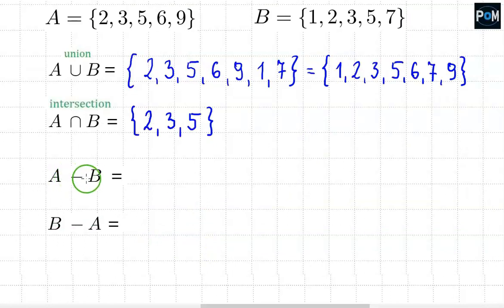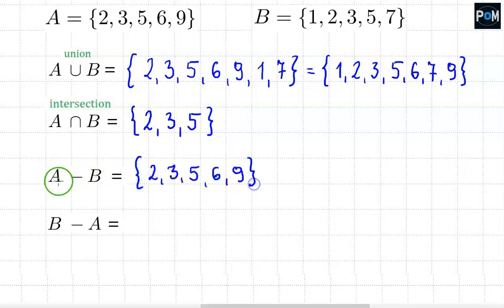Now the difference of sets A and B. First, we need to look at the first set, that is set A. I'll even write it down here. And from the first set, we subtract everything that was found in set B. And which numbers were in set B? In set B was the number 1, but we won't throw it out here because it's not here.